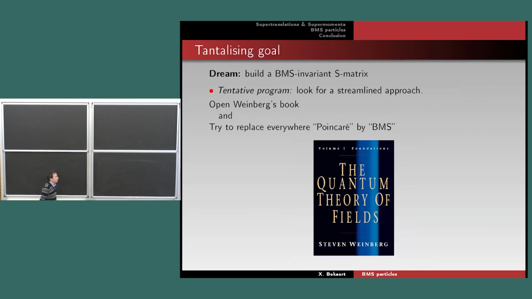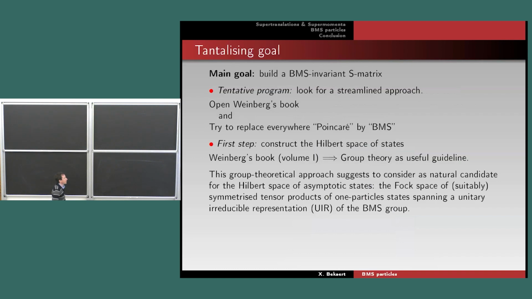So maybe one way, a humble way to try to approach this is to look for a streamlined approach. And one simple way would be really to simply take Weinberg's book and try to replace everywhere blindly Poincaré by BMS, and see how far you can go. Well, that's not what we will do. But as a first step, you can at least open chapter 2 and try to follow the group theory as a useful guideline.